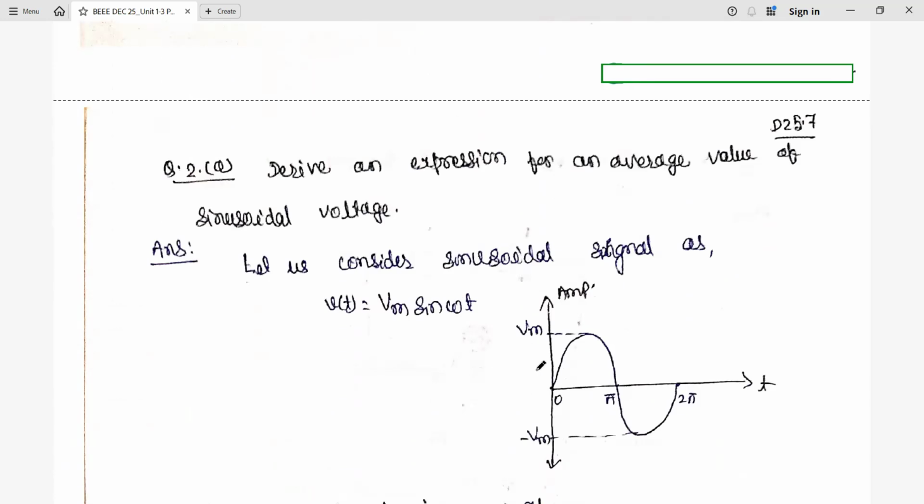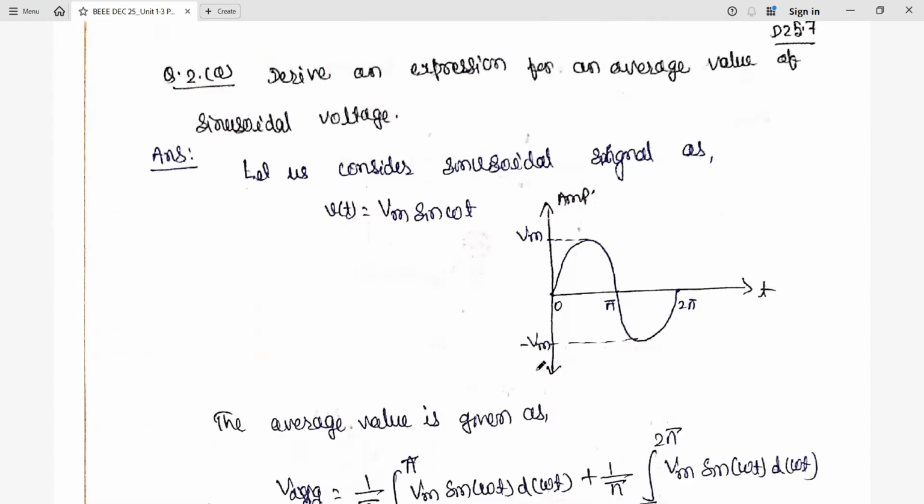Next, we have another question: derive an expression for the average value of a sinusoidal voltage. When we are talking about this sine waveform, we can take one cycle as an example. You see that both sides are symmetric. This is the positive half and this is the negative half. So the average voltage is going to be zero, but we'll see how we can calculate it for the first positive half and for the negative half.